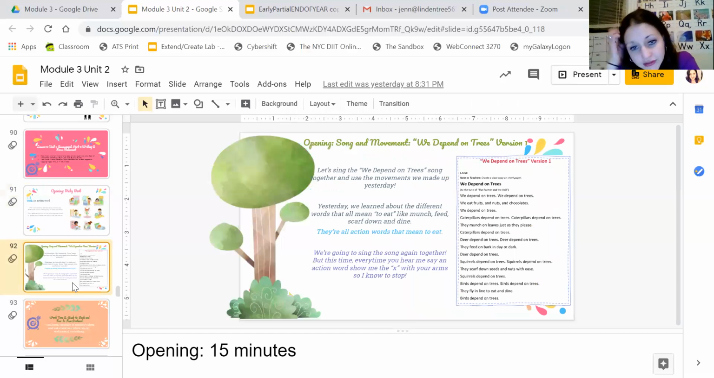Here we go. Here's our song. We depend on trees. We depend on trees. We eat fruits, nuts, and chocolates. We depend on trees. Caterpillars depend on trees. They munch on leaves just as they please. Caterpillars depend on trees. Deer depend on trees. They feed on bark in day or dark. Deer depend on trees. Squirrels depend on trees. They scarf down seeds and nuts with ease. Squirrels depend on trees. Birds depend on trees. They fly in line to eat and dine.